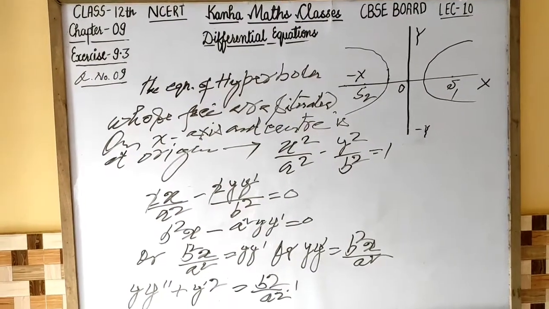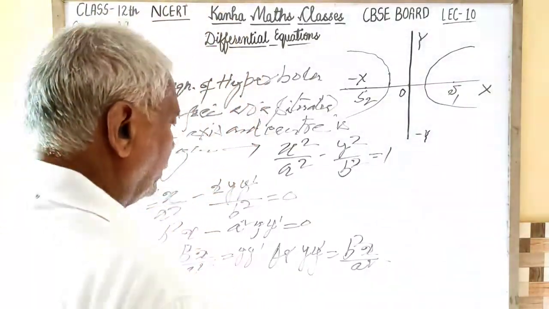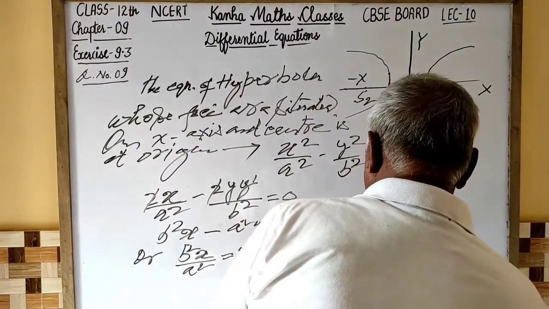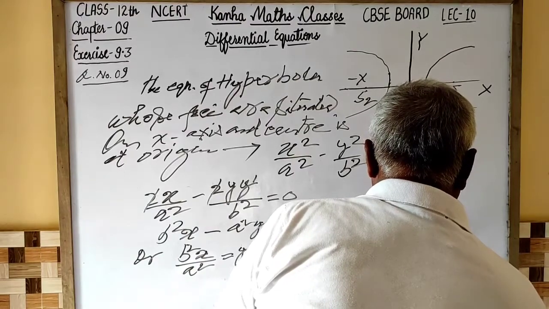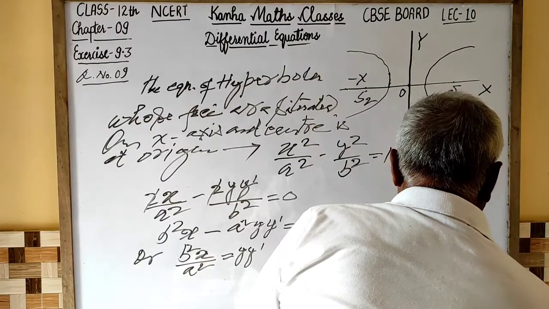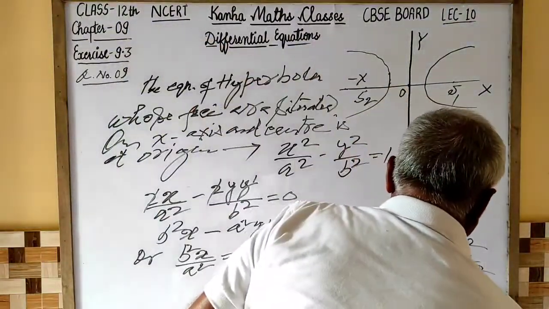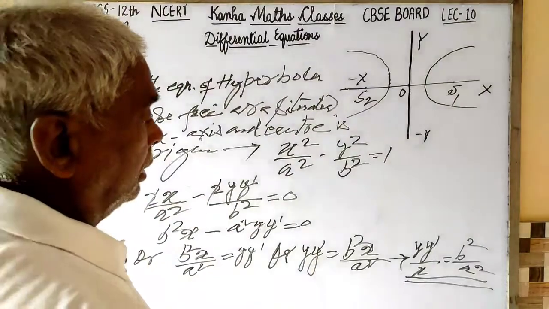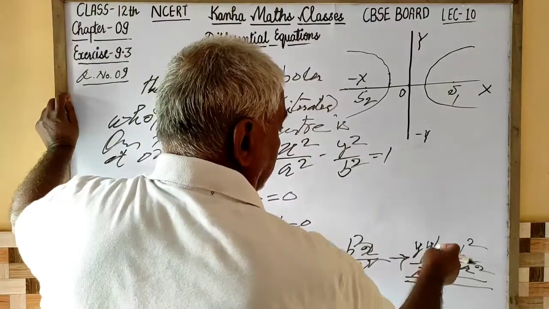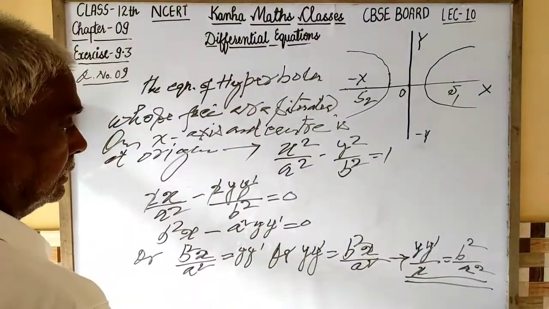Now here we will again transform this as y dash upon x, and this will be equal to b square upon a square. Now taking the second derivative of this part, we will take this as the product of two functions, y by x into y dash.